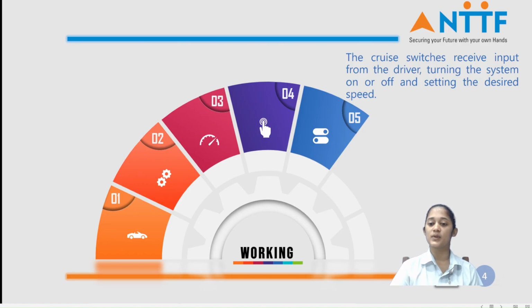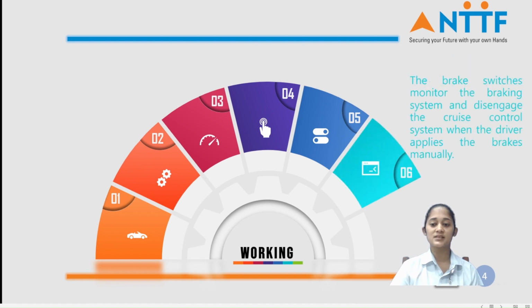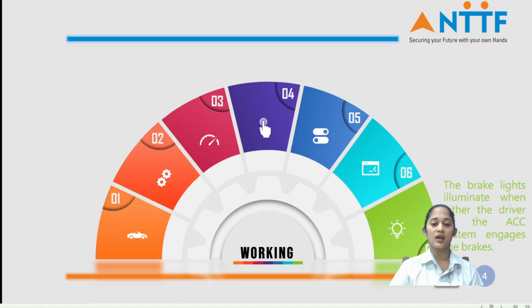Next is the switch cruise. This is simple, it just applies the brake according to the need. Next is the brake system. The brake system monitors the braking system and disengages the cruise control. The last is the brake light. Every sensor has an indication, which is basically a light.